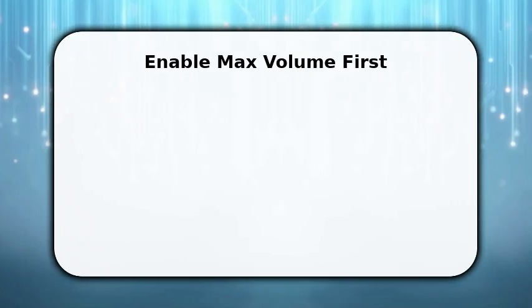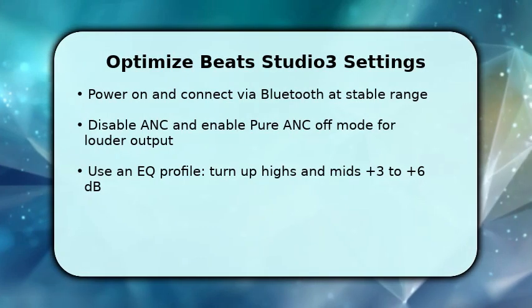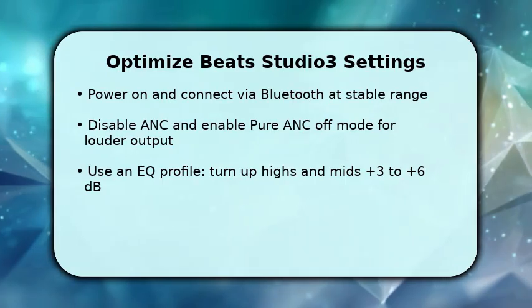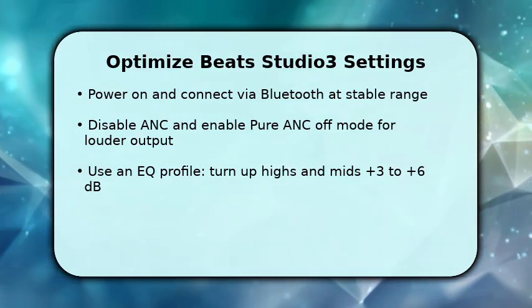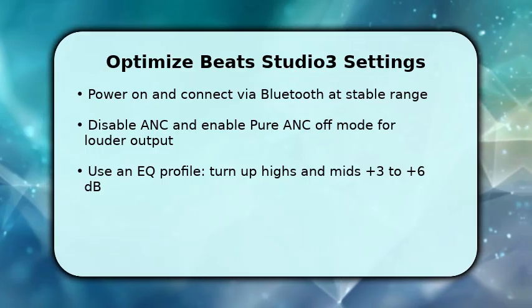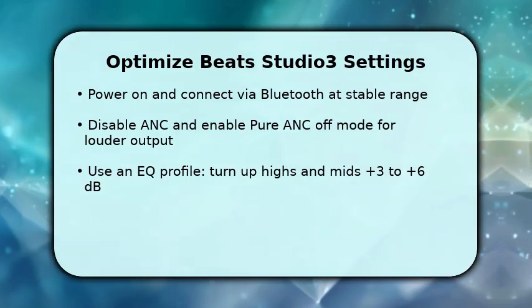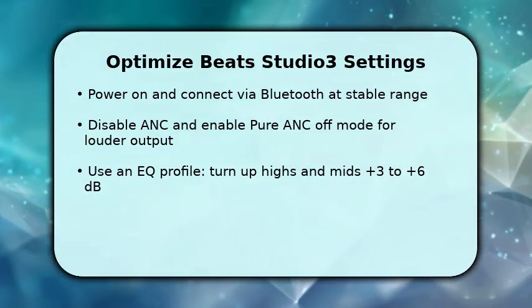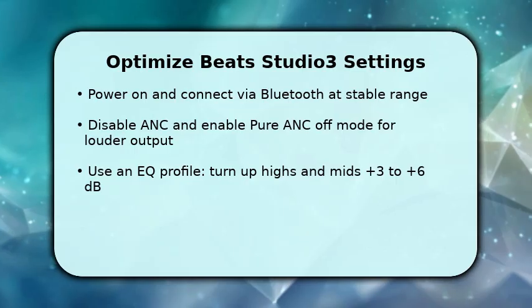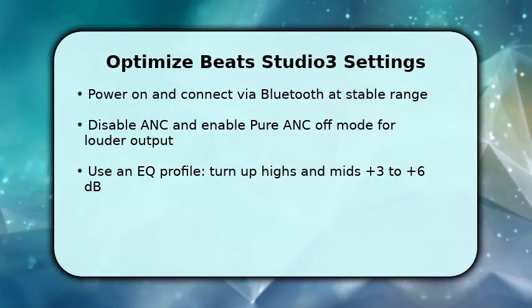You now focus on the headphones themselves. Pair Beat Studio 3 via Bluetooth and keep the phone within 3 to 6 feet for strong signal. Turn off active noise cancelling. Paradoxically, some ANC implementations reduce perceived loudness, so disabling it lets the amp deliver fuller volume.